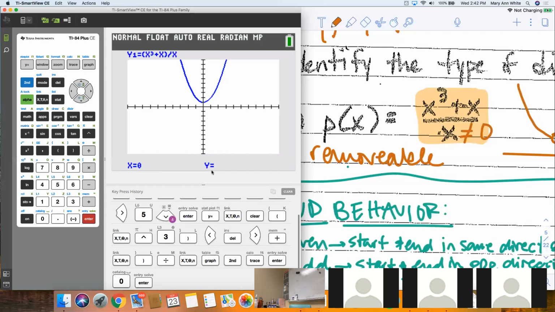Now, whenever I have a fraction, I would put parentheses around everything on top and on bottom. And that's what I'm about to do for the next one.